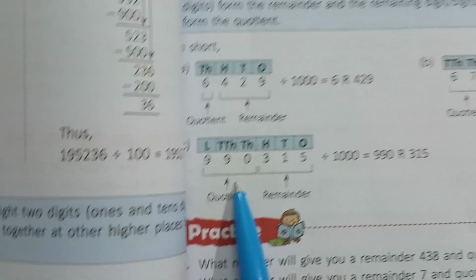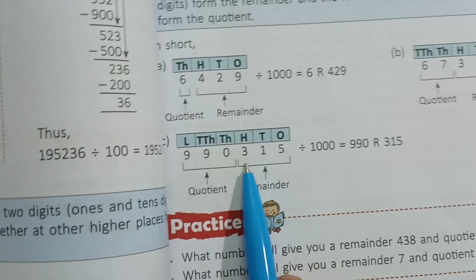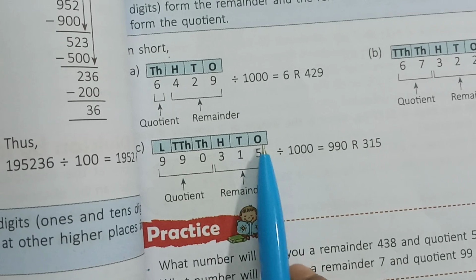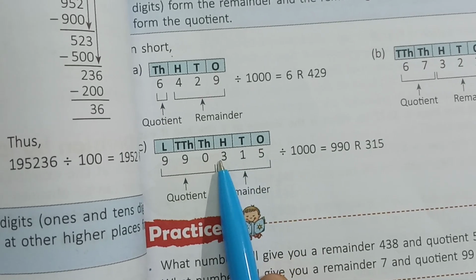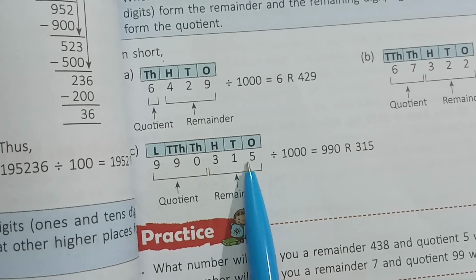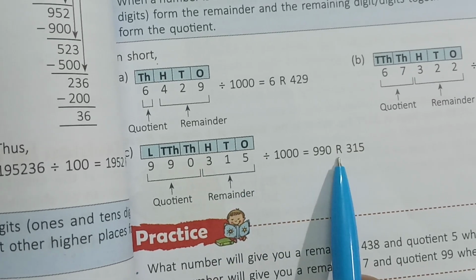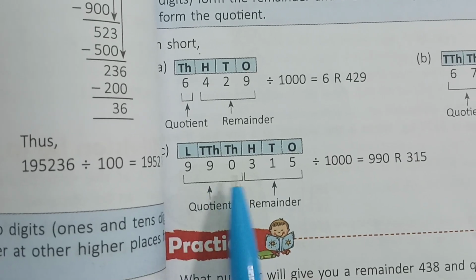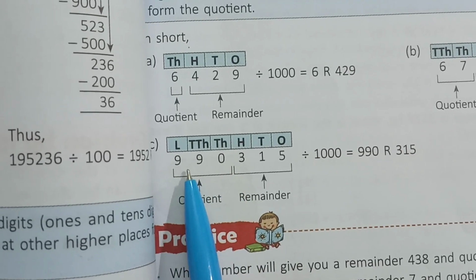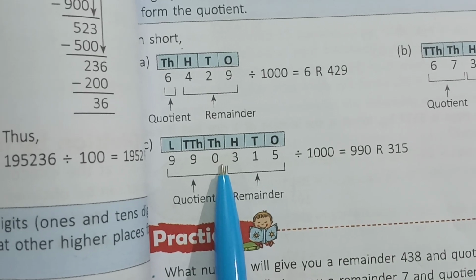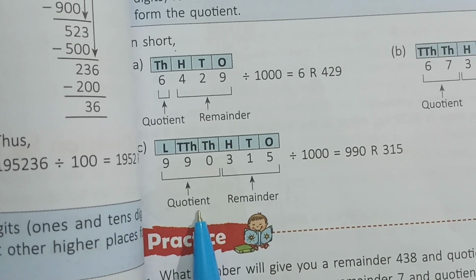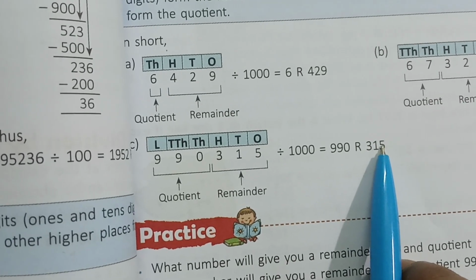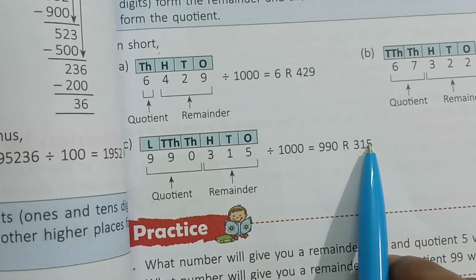Look here, 9,90,315 divided by 1000. Again the number formed by the last three digits, extreme right, that is your 315. This will be your remainder. Right here remainder 315. And now the leftover digits at the higher places, that is 990, will be your quotient. Clear children? So quotient is 990, remainder is 315. I hope it is clear.